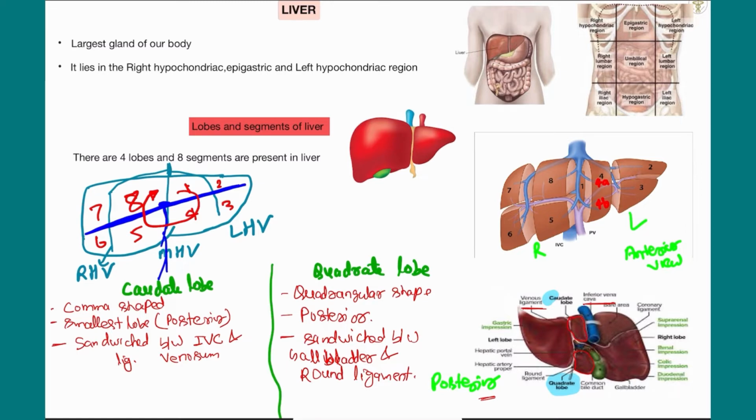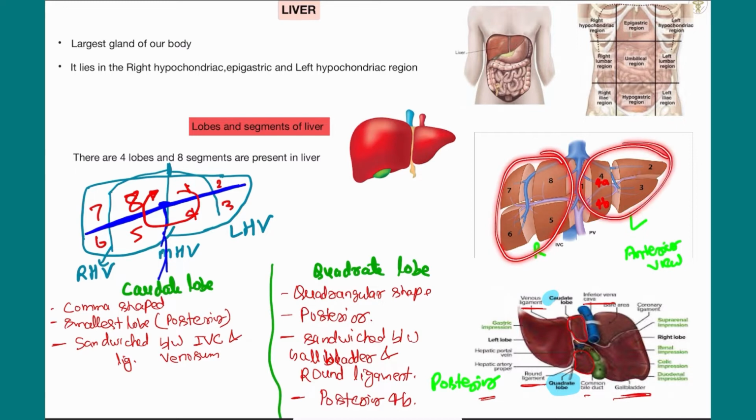It is sandwiched between the gallbladder and the round ligament of the liver. So please learn this. And I already said that this is present on the posterior 4b. This is the 4b, so it is present in the posterior 4b. If he asks, then you will learn this is present behind the posterior of the 4b segment of the liver.